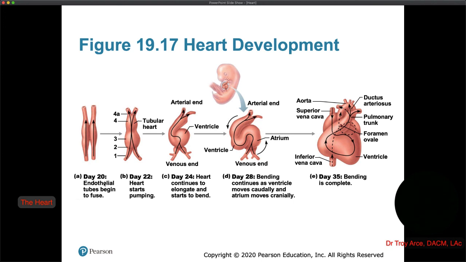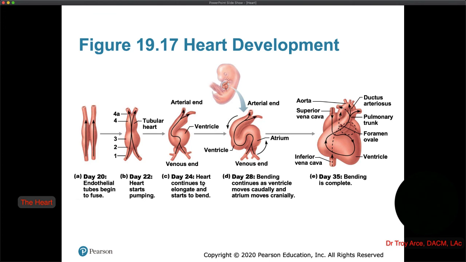In day 20, your endothelial tubes begin to fuse. You have your tubular heart and different parts of that tubular heart. The heart starts pumping. There are really no septums or anything in there yet, just an entranceway and an exit way. You have your venous end, and then you have your arterial end, and nothing's really going on much in there.